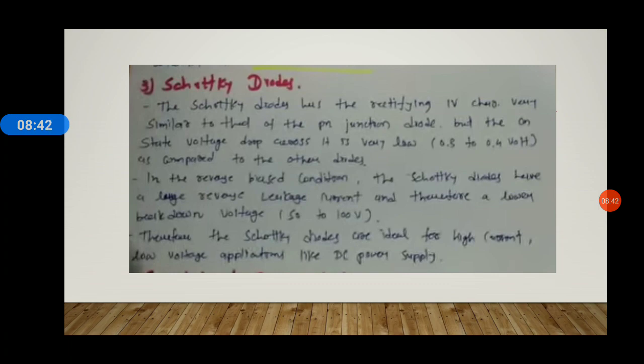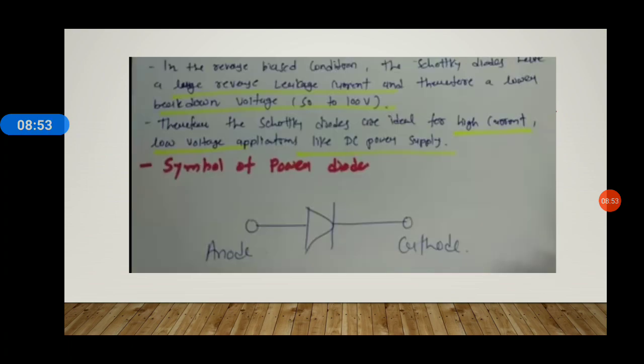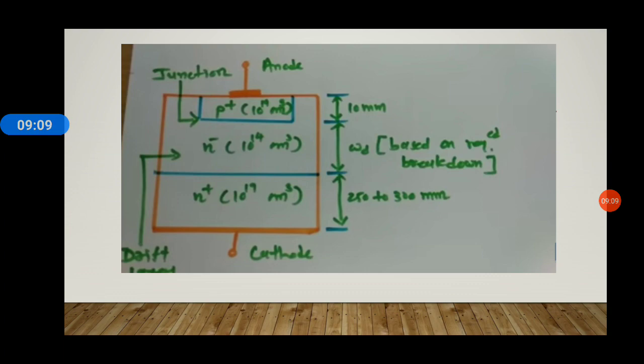Therefore, from here we can conclude that Schottky diodes are ideal for high current and low voltage applications. And this is the symbol of power diodes, which is the same as a general purpose PN junction diode, which has one anode and one cathode. Herein is the basic structure of a power diode.